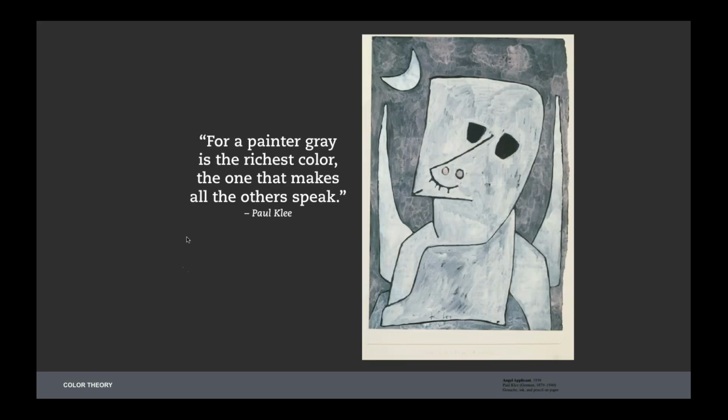All right. For a painter, gray is the richest color, the one that makes all others speak. This was Paul Klee.